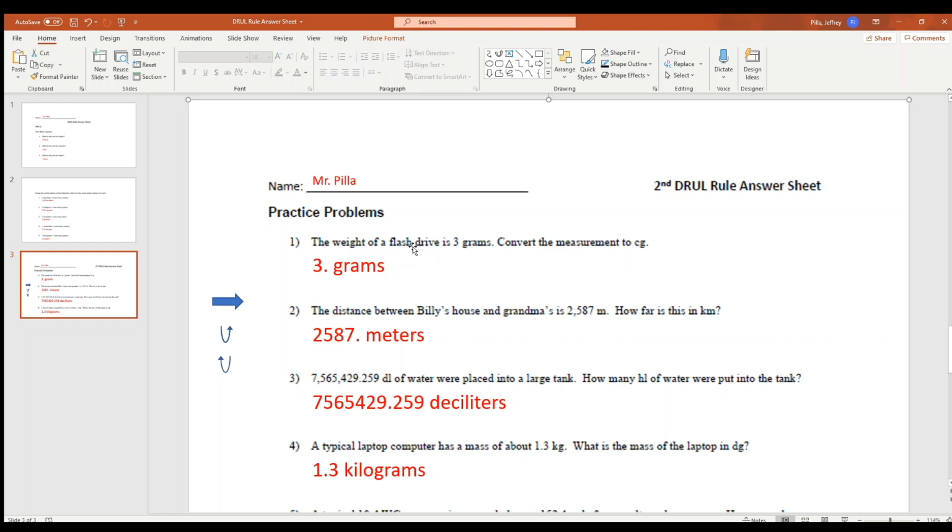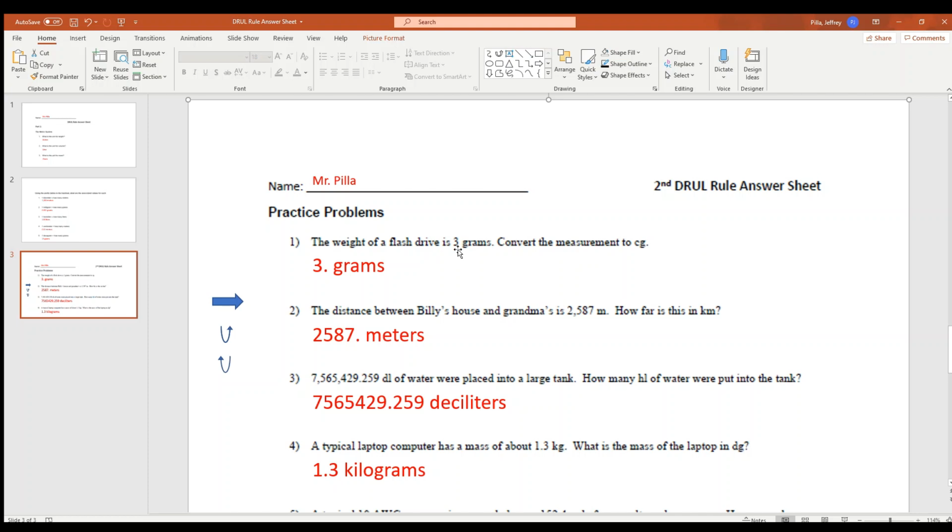The weight of a flash drive is 3 grams. Convert the measurement to centigrams. So we're going to do what we were doing before. We know that we're moving from grams to centigrams. So that means we're moving down the staircase, okay? Have that staircase in mind, or just have it up on the screen somewhere, and you'll see that to go from grams to centigrams, you have to move down the staircase, okay? And because we're moving down, that means we're going to move our decimal place to the right, okay? Down, right, up, left, all right?